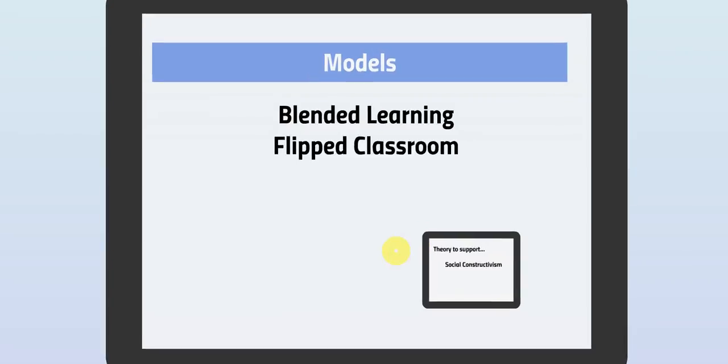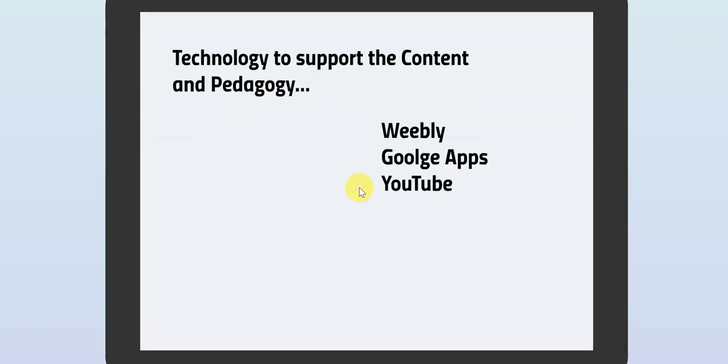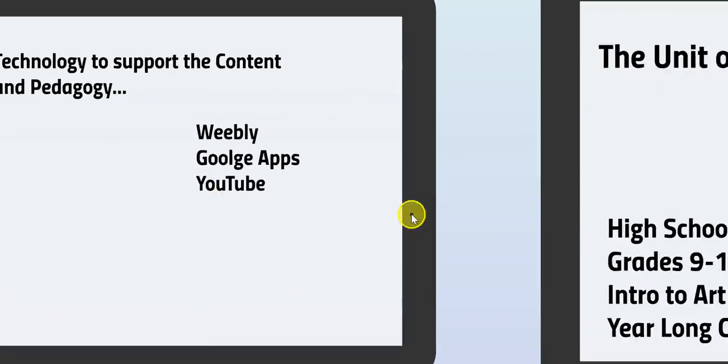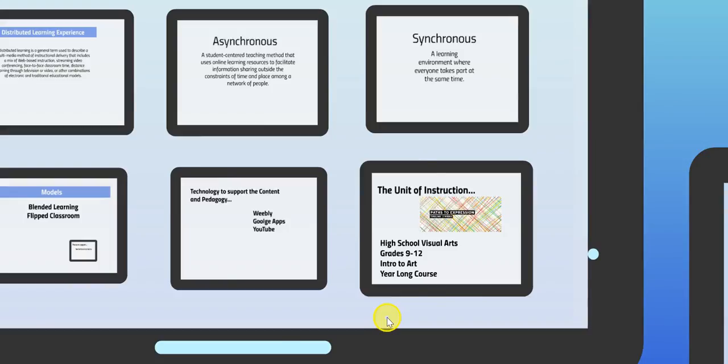The unit of instruction that I've designed is blended learning with a flipped classroom, and this theory to support social constructivism, along with the technology to support the content and pedagogy: Weebly, Google Apps, and YouTube. And the unit of instruction is Paths to Expression. It's a 3-week timeline. High School Visual Arts, grades 9 through 12. Intro to Art, it's a year-long class.